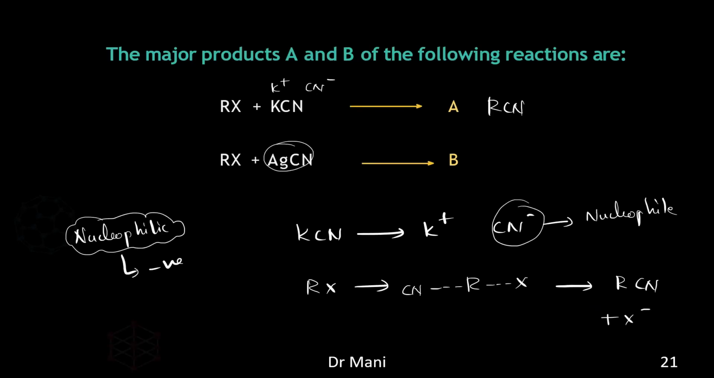Tell me about this. So RX, Srikar, you tell. AgCN. So how will this reaction proceed? I guess the same, because Ag is plus, CN is minus. Okay. I told you something special about CN. Do you remember? C triple bond N.